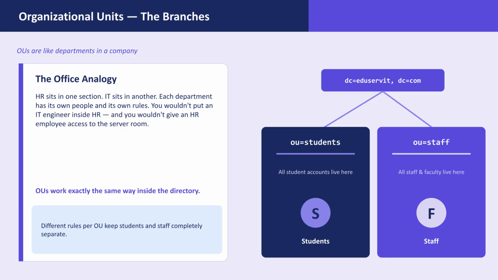In our EduServe IT directory, we have two OUs. OU equals students. All student accounts live here. OU equals staff. All staff and faculty accounts live here. By placing students and staff in separate OUs, the directory administrator can apply different rules to each one. A student account will never get the same access as a payroll administrator because the directory keeps them in completely separate containers, just like separate departments in an office. That is all an OU is. An organized container that groups similar identities together so they can be managed separately and securely.